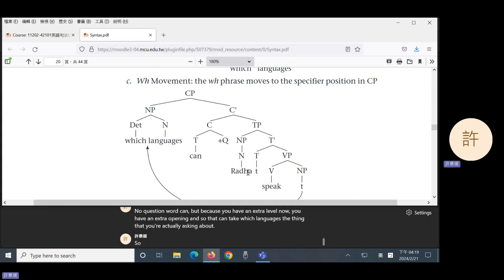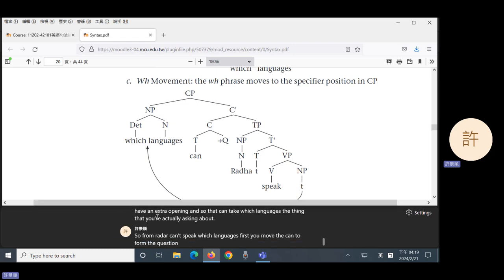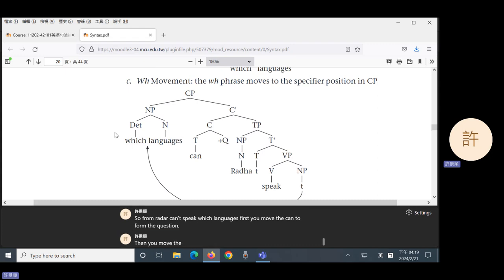So from Radha can speak which languages, first you move the can to form the question, then you move the part you're asking about as a limit to the question. This is now the specifier. It is limiting your question. What are you asking about? You are asking about this thing. It specifies your question. That's why it's called a specifier.